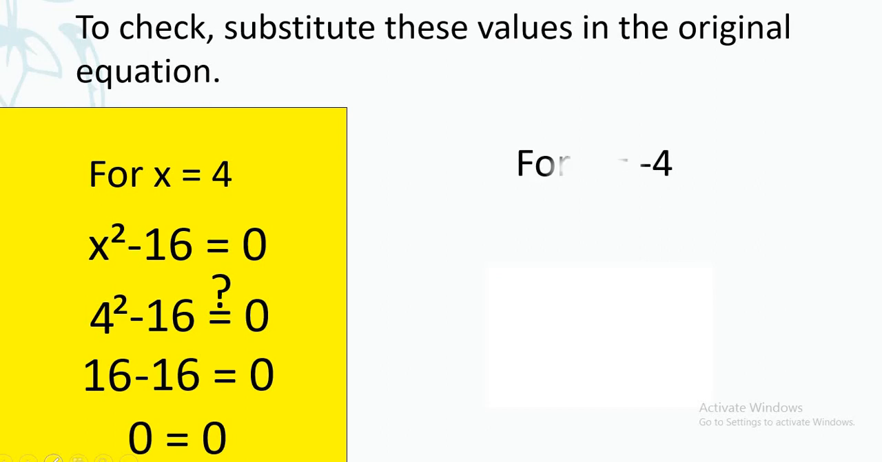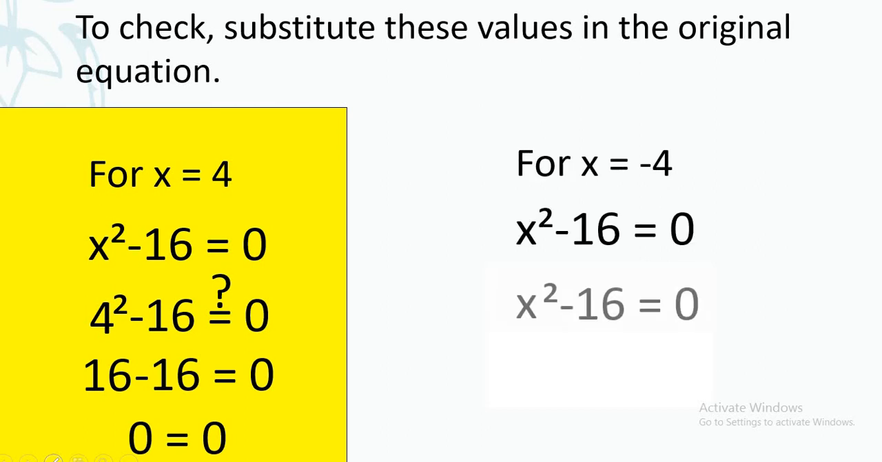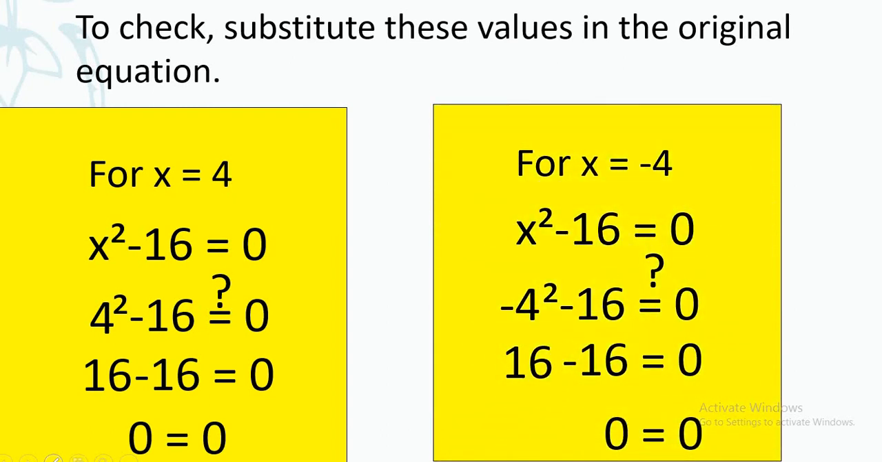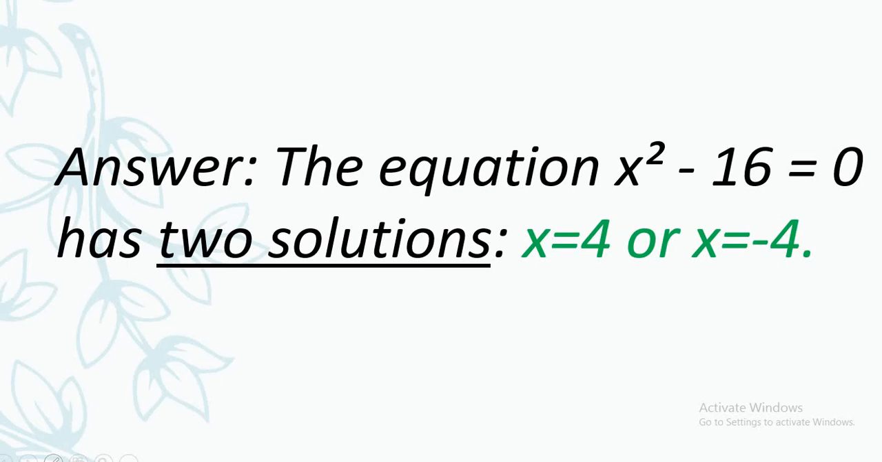Okay. Next, x is equal to negative 4. So substitute the value. Remove x, replace it with negative 4. Negative 4 squared is what? Negative 4 times negative 4 is 16. So 16 minus 16 is 0. The equation x squared minus 16 is equal to 0 has two solutions. x is equal to 4 or x is equal to negative 4.